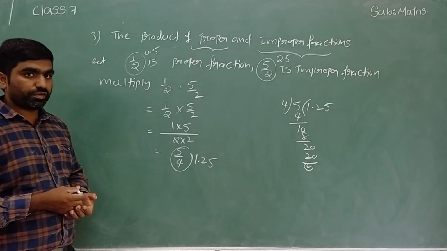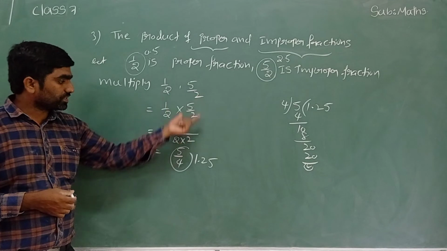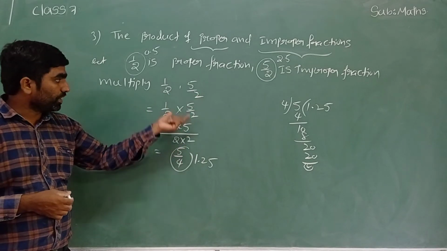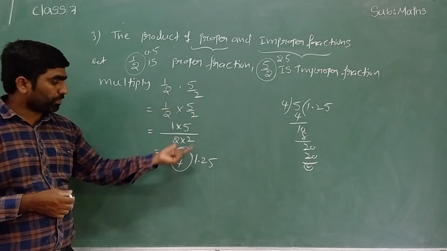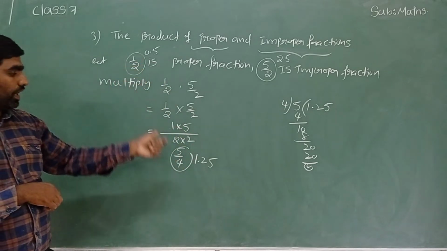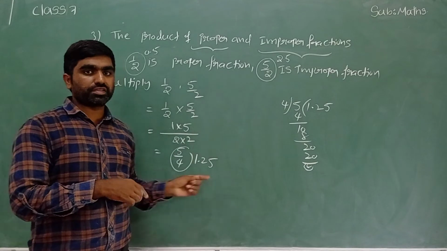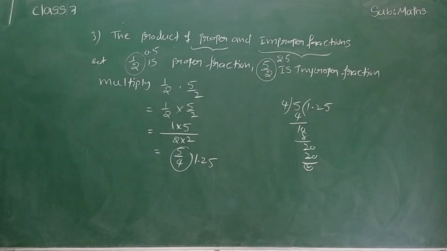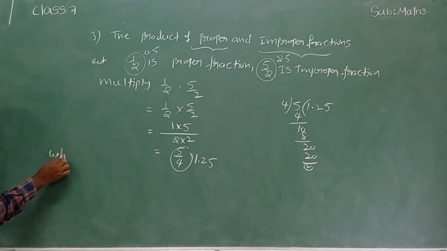The product of a proper and improper fraction: when we multiply one proper and one improper fraction, the result value is more than the proper fraction and less than the improper fraction. What can we write for the conclusion?